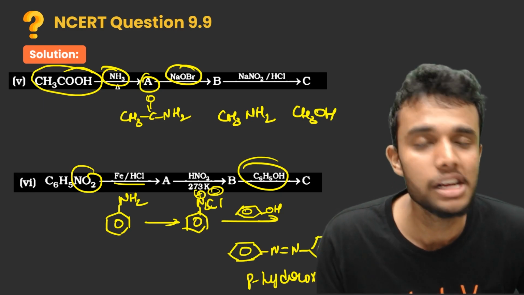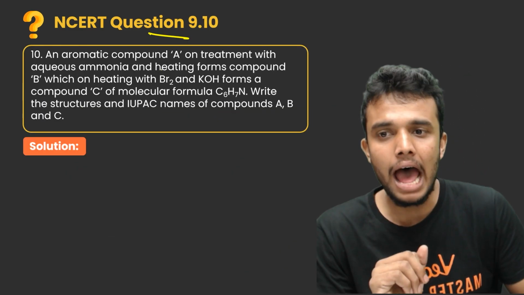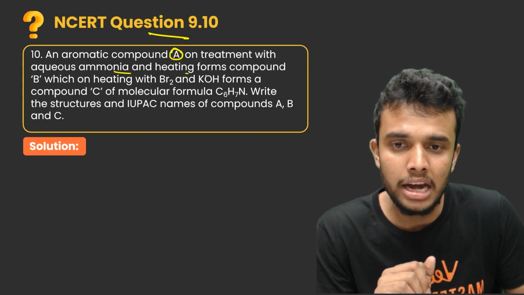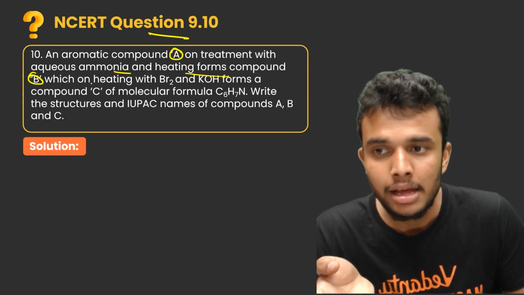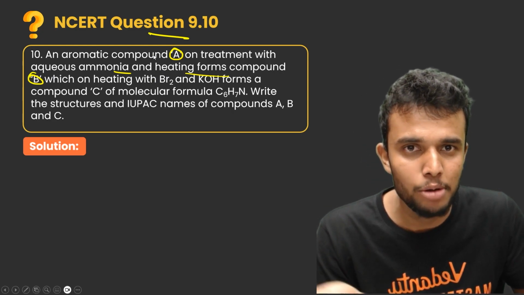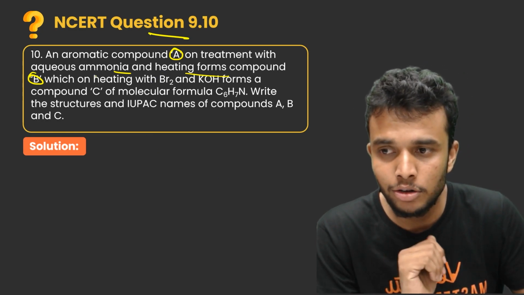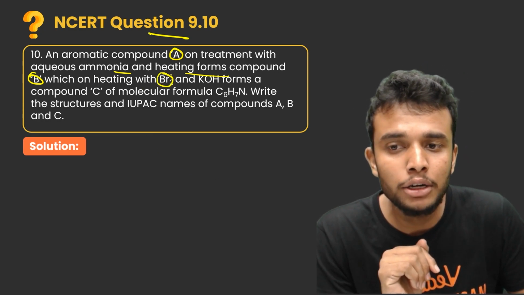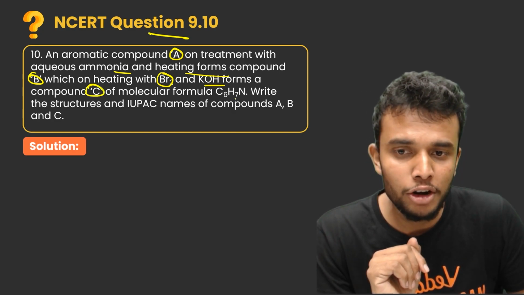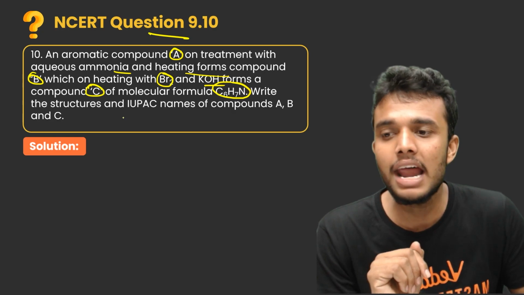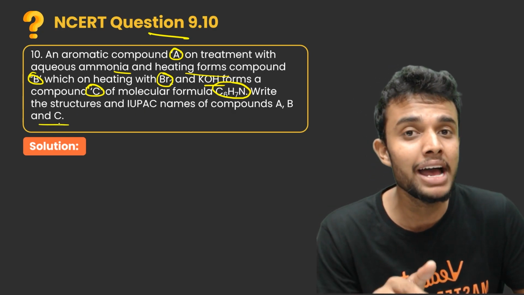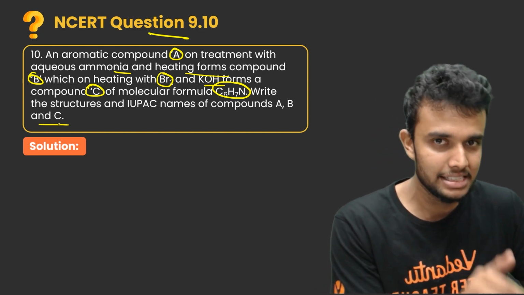I hope it's clear, students. If you have any doubt, let me know in the chat section. An aromatic compound A on treatment with aqueous ammonia and heating forms compound B. Compound B is also aromatic. Why? Because A is aromatic, and an aromatic compound gives an aromatic product. We already know that. B, on heating with Br2 and KOH, forms a compound C of molecular formula C6H7N. Write the structure and IUPAC name of the compounds A, B and C. We need to identify the structures of A, B and C with the names.